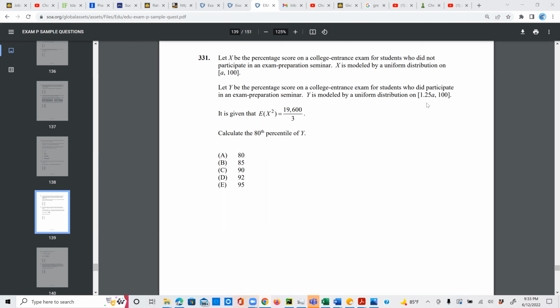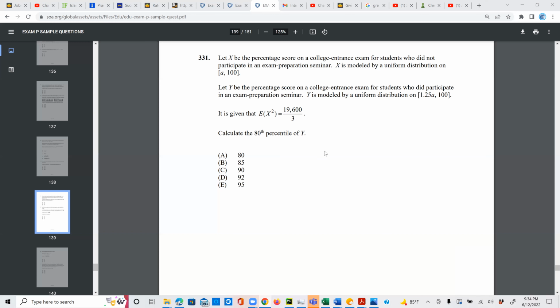We can always find the 80th percentile of any uniform distribution very easily, or in fact any distribution. But the point is that we don't know A right now. Once we have A, it's just a very simple step to get the 80th percentile. To get A, we will use the fact that the expected value of X squared is given. About X, we are given not only the distribution, but also the expected value of X squared. These two things together will help us find A, and then we'll substitute A here and find the 80th percentile of Y.